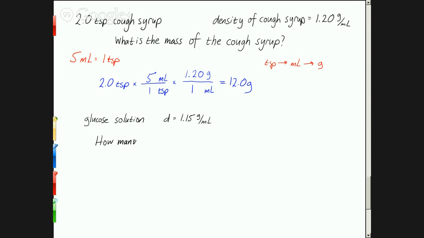Question is, how many liters are 575 grams of this glucose solution? So we're given a mass of glucose solution. We want a volume in liters. Think about the density. Think about how you can take a plan of conversion and make that happen. I'll give you a couple minutes and then we'll talk about it.